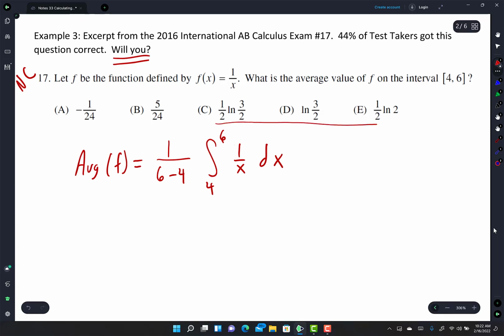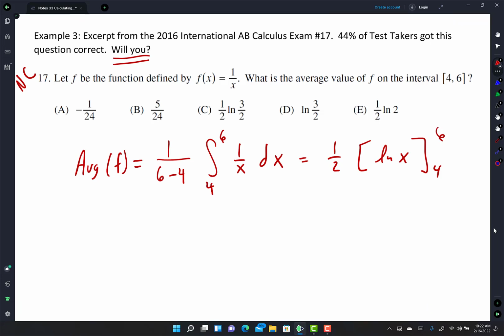But hopefully the answers gave you big hints. Look at these answers there. What do you see? What is the antiderivative of 1 over x? ln. So here's what you're going to have. 6 minus 4, what's that? 2. So 1/2, then bracket ln x, close it, 4 to 6. You can keep the half factored out, or you can put it with the ln. It doesn't matter in the end. I'm going to keep it factored out.